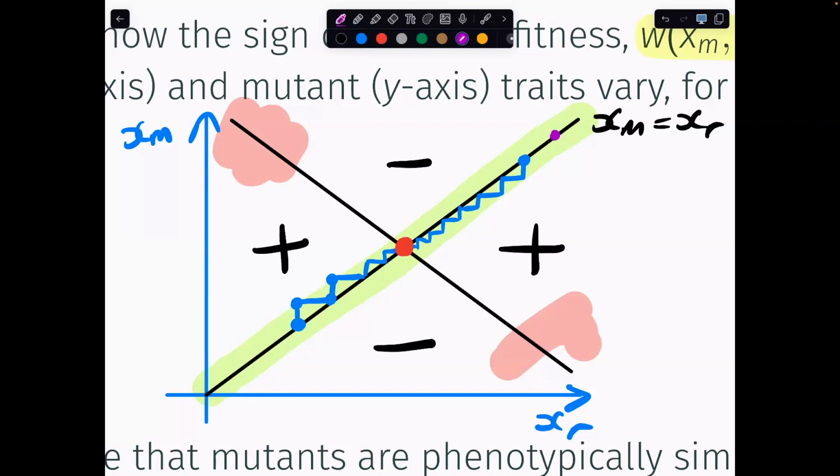If, for example, I started up here and I have a mutation that gives me a higher value of XM, it's in this negative region. So that mutant can't invade, you just end up going straight back down to the main diagonal. Likewise down here, if I have a mutation that lowers my value of XM, it can't invade, I just end up straight back on the main diagonal. So this staircasing here can suggest that there's a bias in the mutations, that here it's always a mutation that's increasing your value of XM. Really, it's saying these are the mutations that are able to invade. Okay.